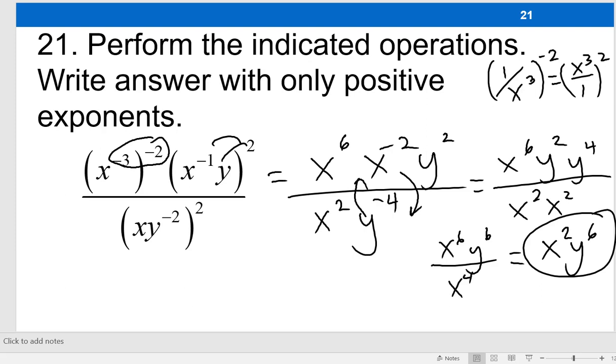Good. I'm just double checking my work rules. Y squared. Yep, looks good.